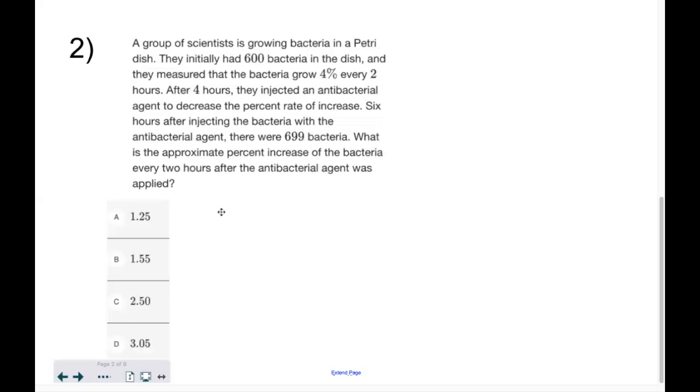So, a group of scientists. I'm going to do this problem as I read it. They're growing bacteria. They initially had 600 bacteria in a dish, and they measured that it grew 4%. We have to know that increasing something by 4% is like multiplying by 1.04. And it does that every 2 hours, and then after 4 hours, that means it would have done it twice, and however many times it does it is the exponent.